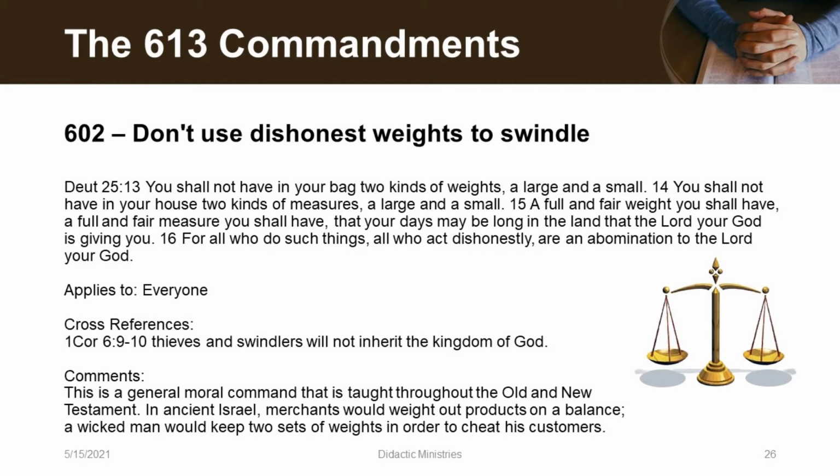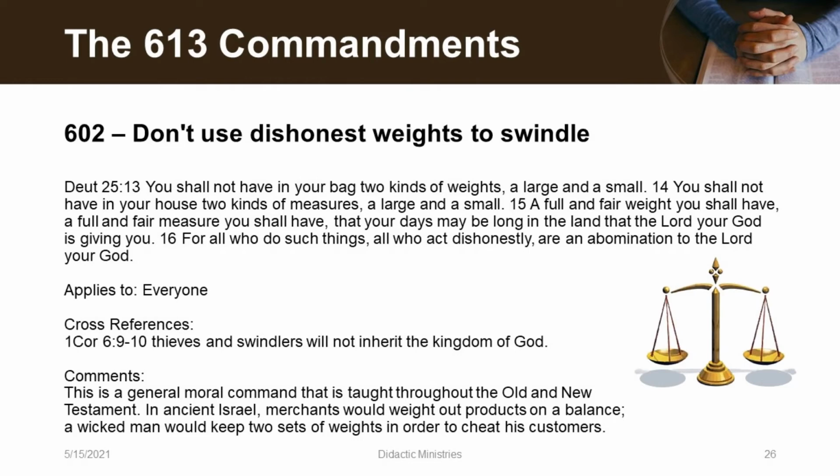Commandment 602, don't use dishonest weights to swindle. Deuteronomy chapter 25 verse 13 says, "You shall not have in your bag two kinds of weights, a large and a small. You shall not have in your house two kinds of measures, a large and a small. A full and fair weight you shall have. A full and fair measure you shall have, that your days may be long in the land that the Lord your God is giving you. For all who do such things, all who act dishonestly, are an abomination to the Lord your God."